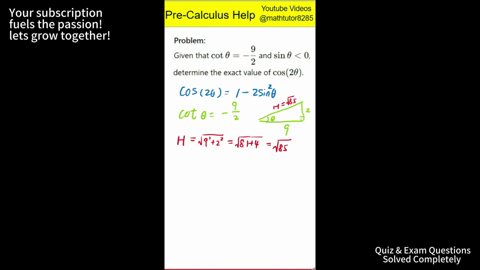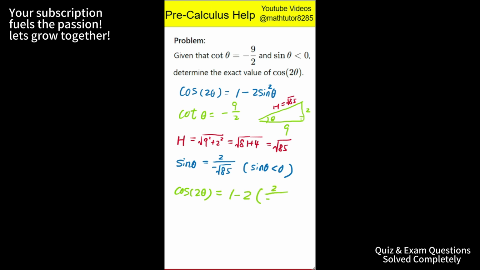Next step is to determine sine of theta. From the triangle, sine of theta is the opposite side divided by the hypotenuse. So that's 2 divided by the square root of 85. But remember, sine of theta is less than 0, so the correct value is -2 divided by the square root of 85. Next step is to plug into the identity and simplify.